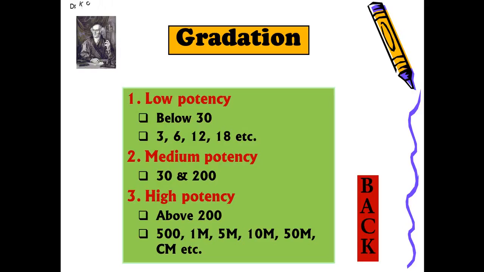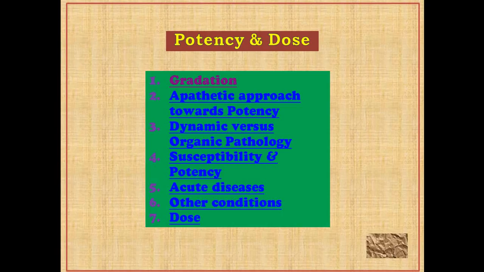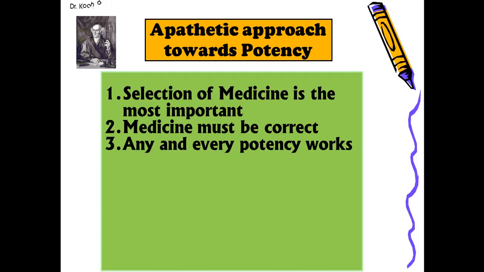Now, after this gradation of potency, we go to the apathetic approach towards potency. Apathy is carelessness. What to do? Whichever potency you give, if the medicine is correct, then it will work. So they say that selection of medicine is the most important. Medicine must be correct. Any and every potency works. This is what some people say.